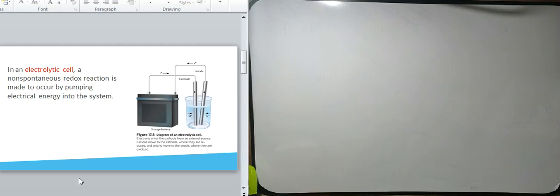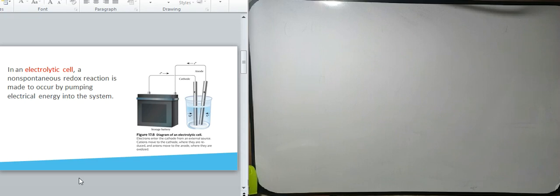At the cathode, an ion or molecule undergoes reduction by accepting electrons. And at the anode, electrons are produced by the oxidation of an ion or molecule.